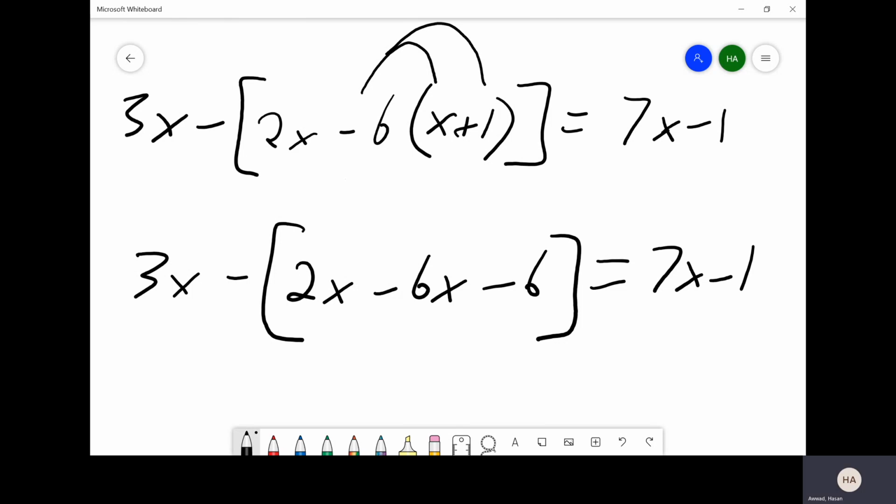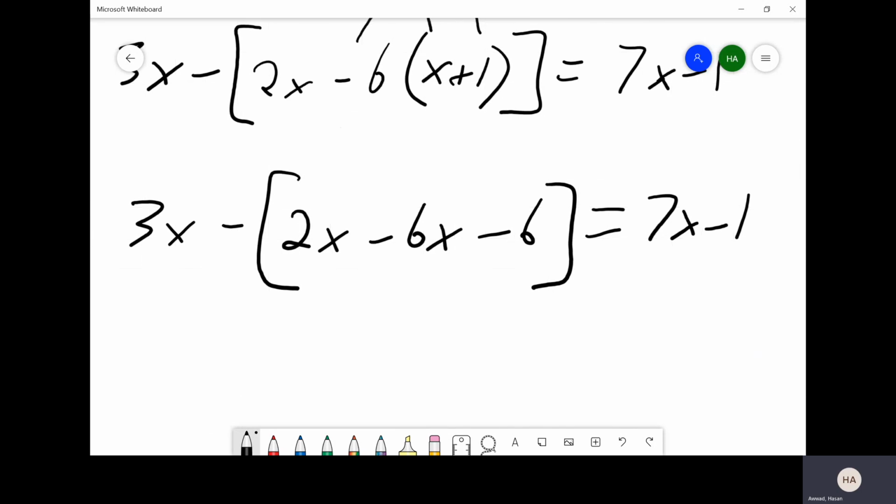Okay, so now what I want to do is combine my like terms inside of the bracket. You could also distribute the negative sign first, totally okay.